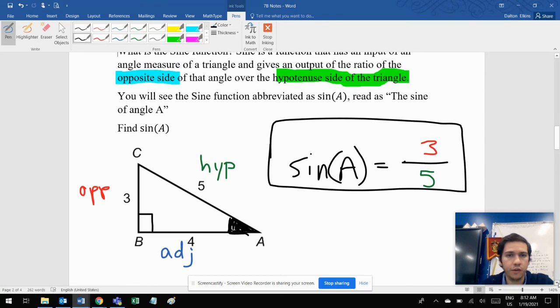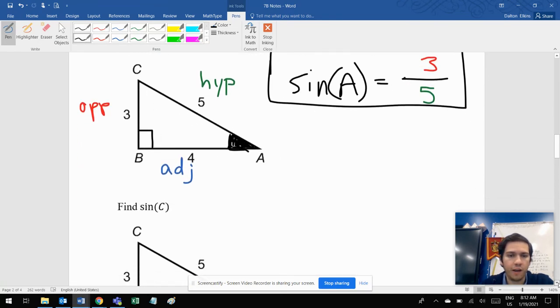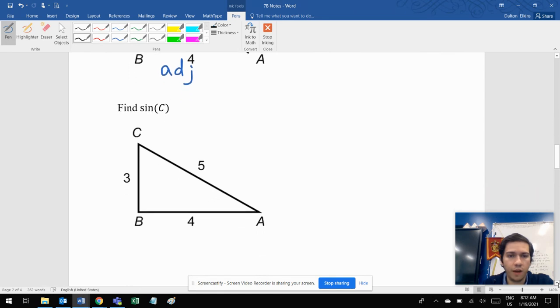Okay, let's look at another example. This time let's find sine of C. So once again, I'm looking now at angle C, but I'm still going to do the sine. So angle C is this one over here. We're going to label each side of the triangle from the perspective of angle C. It's different than angle A. This time the opposite side is 4. Right? It's directly opposite of the angle.